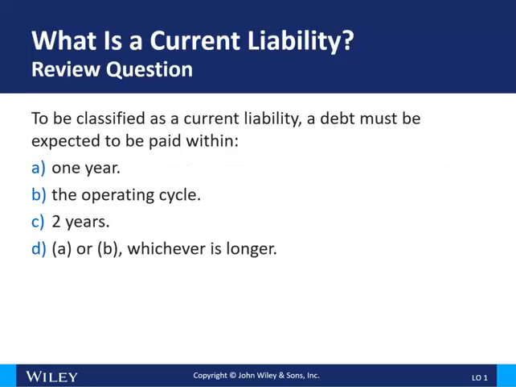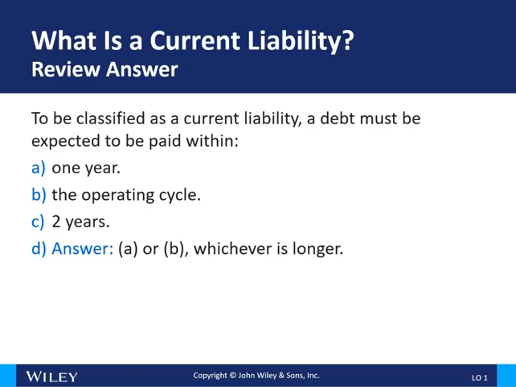Quick review question. To be classified as a current liability, a debt must be expected to be paid within 1 year, the operating cycle, 2 years, or A or B, whichever is longer. And the answer is D, 1 year or the operating cycle, whichever is longer.